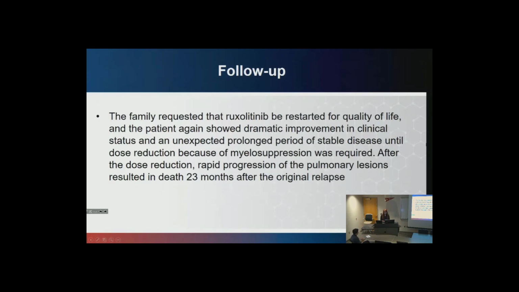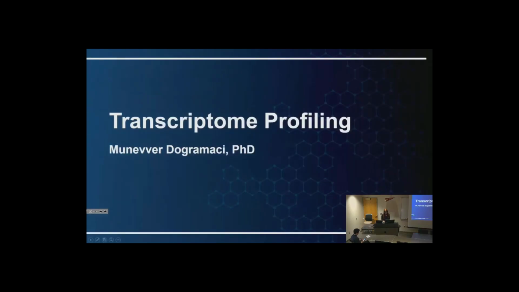Now, the family actually requested that the drug should be restarted for quality of life, and the patient again showed dramatic improvement in clinical status and an unexpected prolonged period of stable disease until dose reduction had to be done because of myelosuppression. After the dose reduction, a rapid progression of the lung lesions resulted in death of the patient in 23 months after the original relapse. Now I would invite Dr. Dogramaci.